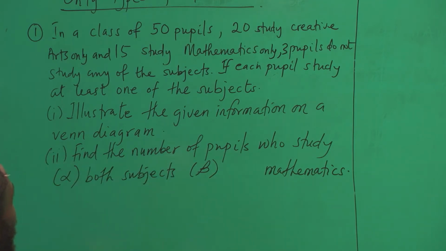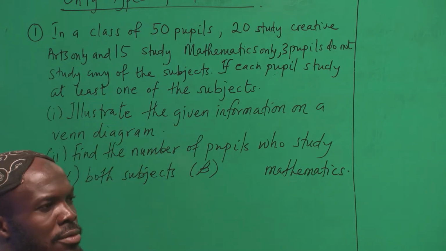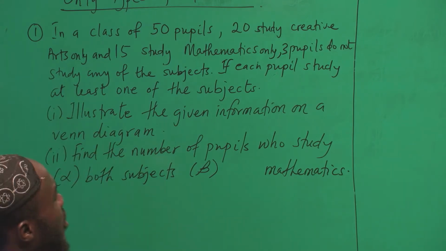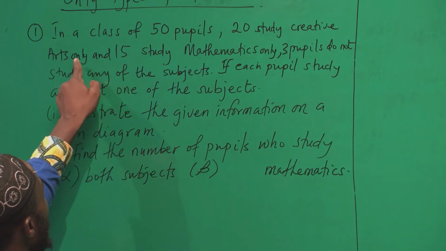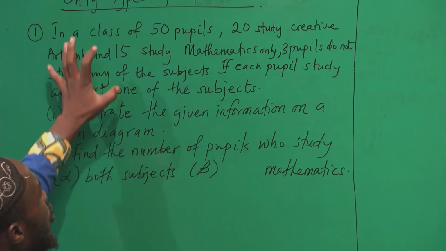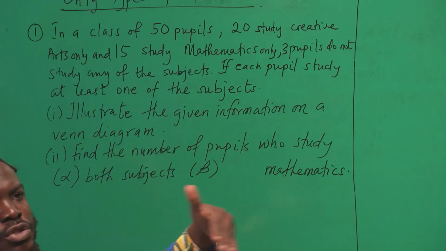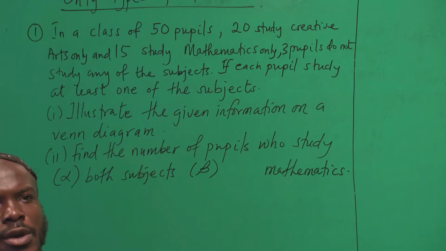Okay. So it should be this way. In a class of 50 pupils, 20 study creative arts only, and 15 study mathematics only. 3 pupils do not study any of the subjects. If each pupil studies at least one of the subjects, I illustrate the given information on a Venn diagram, and I find the number of pupils who study both subjects and beta mathematics. Okay. The reason why I put them into 2 categories is that in the question you have only. That is why I named this the only type of question. And the other one, you might not find the only there. So I named it the raw type of question.